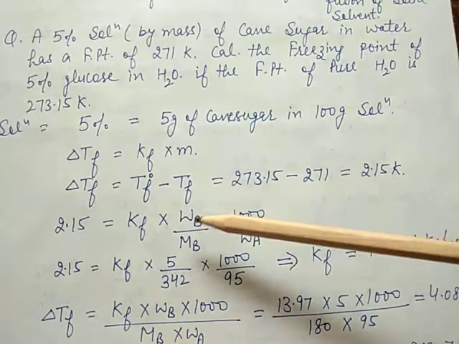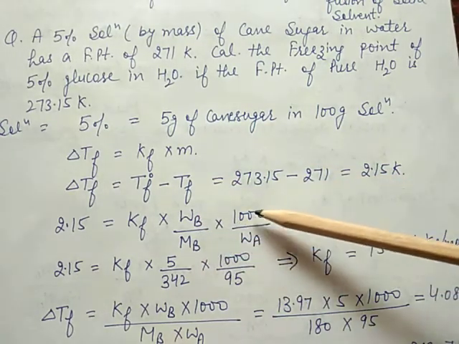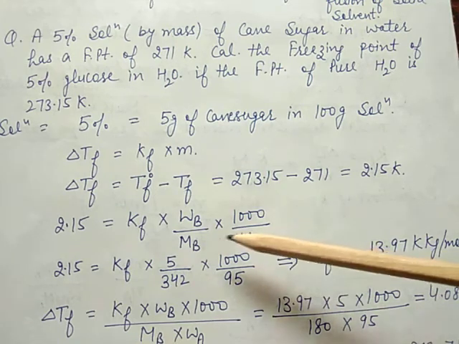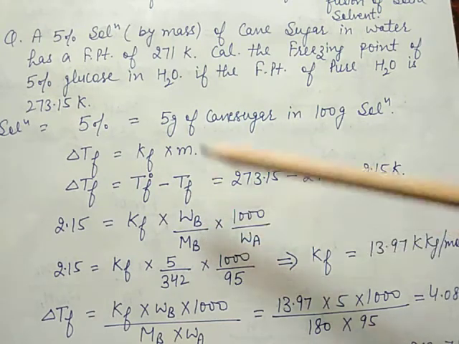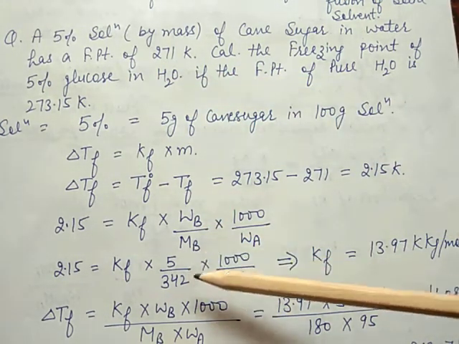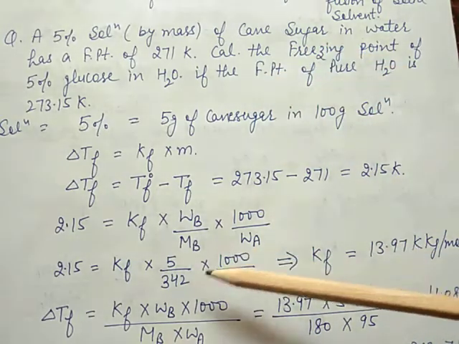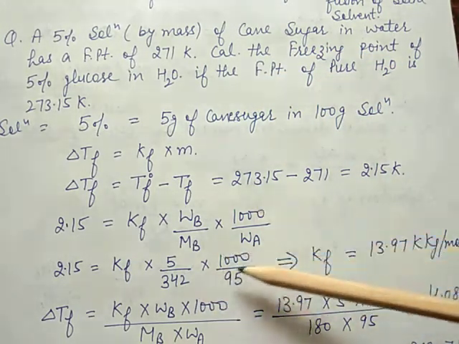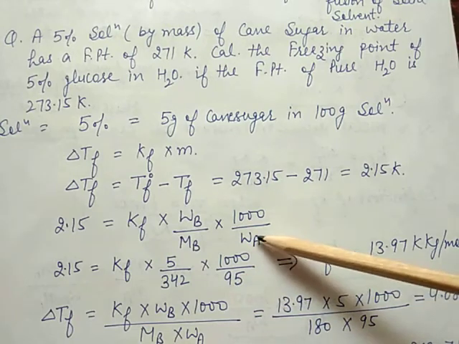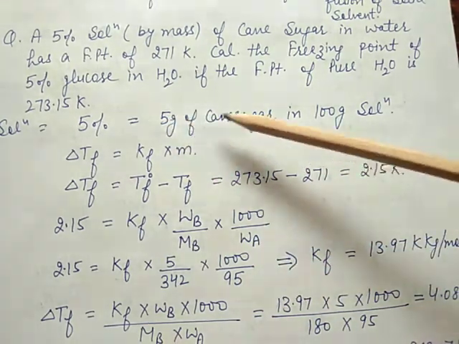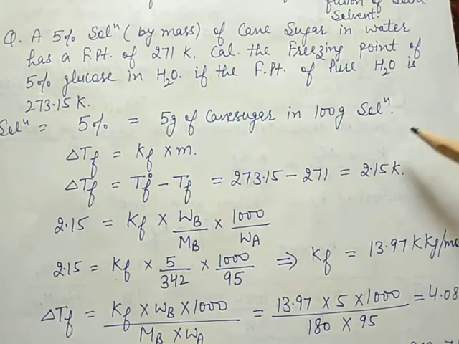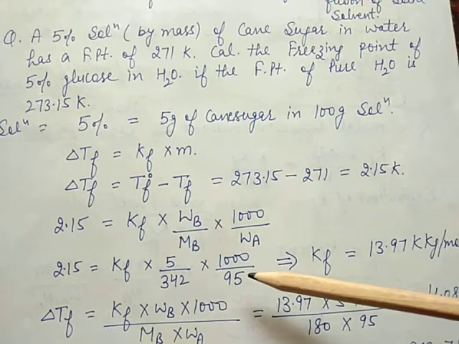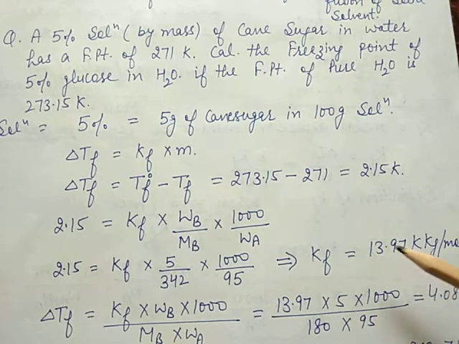m is the molality, Wb by Mb multiplied by 1000 by Wa. After putting this value, Wb is the mass of solute, that is 5 gram, divided by the molar mass of cane sugar, that is 342 gram, into 1000, divided by Wa, the mass of solvent. 5 gram cane sugar is present in 100 gram solution. It means solute plus solvent is equal to solution. So 100 minus 5, that is 95, is the mass of solvent. After that we can easily calculate the Kf value.